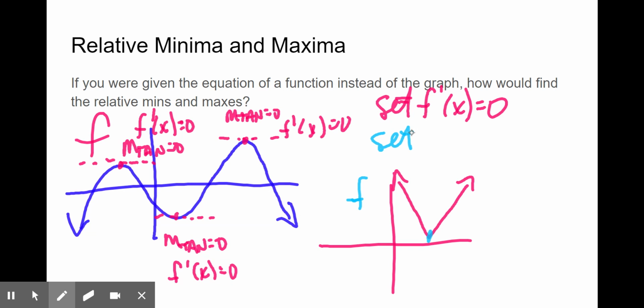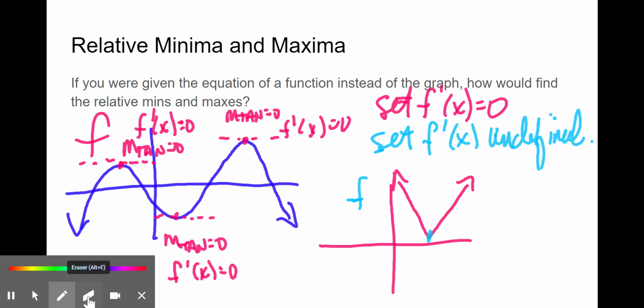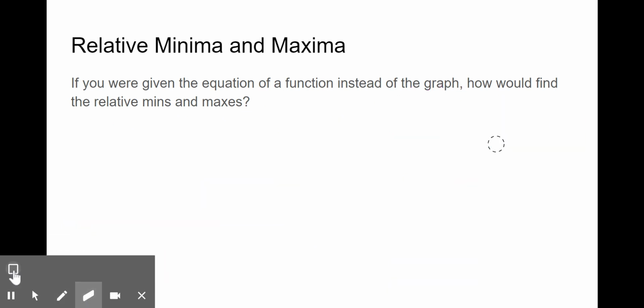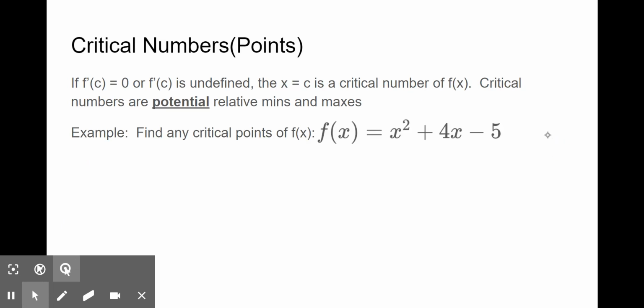So the other place that you can find relative maxes and mins is to set f prime equal to undefined. Figure out where f prime is undefined. That will also be places where potentially you could have a min or max. No guarantee, but potentially. All right, so those are the two things that we're really going to use here. And if you look at the next slide, we actually have a special name for that.